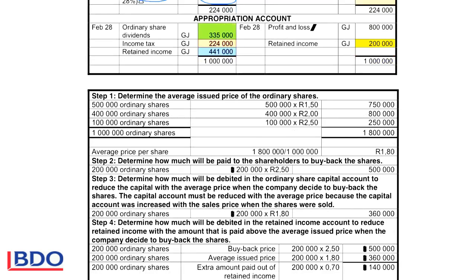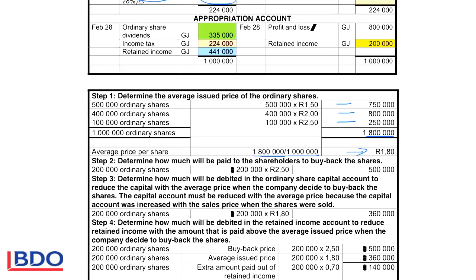So we will do that calculation to determine the value of the shares and the average price. If we look at the average price, we sold 500,000 at R1.50. That gave me 750,000. Then 400,000 was sold at R2. That gave me 800,000. And 100,000 was sold at R2.50, 250,000. So 1.8 million was received from the shareholders as capital. If I take the 1.8 million and divide it by the number of issued shares, the average price is R1.80.